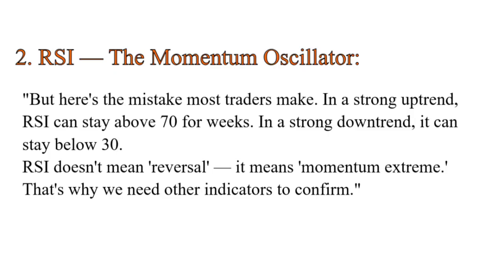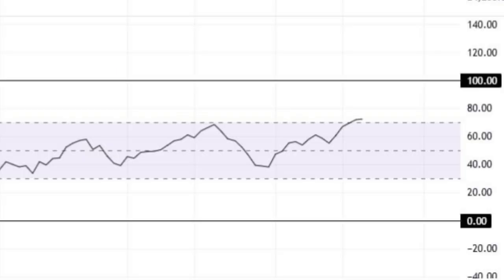2. RSI, the momentum oscillator. RSI, Relative Strength Index, is a momentum oscillator that measures the speed and change of price movements. It oscillates between 0 and 100. Traditional levels: above 70 is overbought, below 30 is oversold.